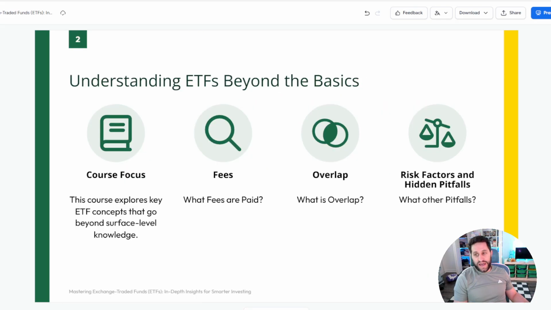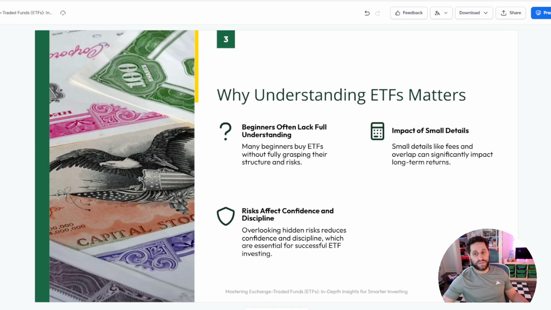So I want you to understand ETFs beyond the basics, that there's a growth fund, there's a dividend fund, there's international funds. This is going to say what fees are paid, when do you pay them, how much do you pay, how do you find it, what is overlap, how do you find what is overlap, and why is overlap important. And then other hidden risks like NAV erosion, which is a little complex, and I'll explain it to you in very basic, simple terms.